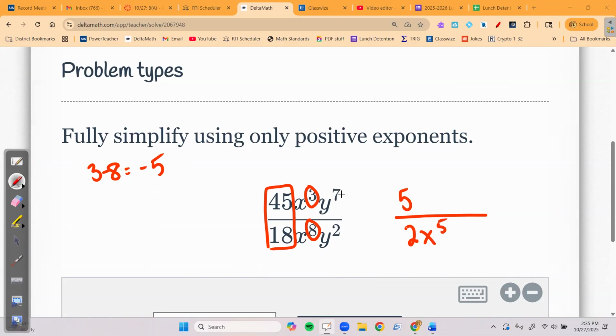Now do it with your y's. 7 minus 2. What's 7 minus 2? Positive 5. So you'll put your y to the 5th on top. I just wanted to show you that you're going to see some problems like that. I asked the computer to mix them all together. When you see one that looks like that, you're just at the end. Just mash it up downwards and you're good.